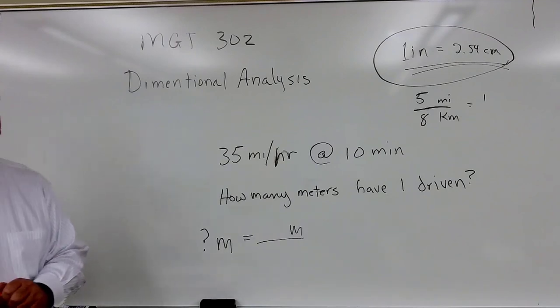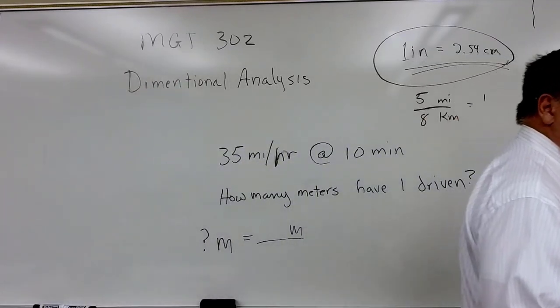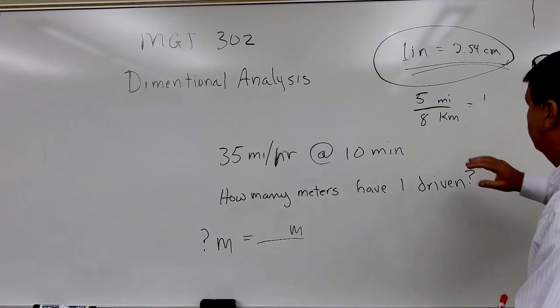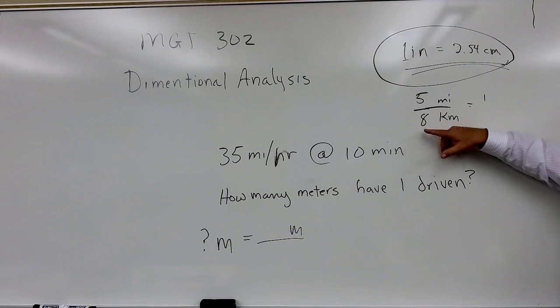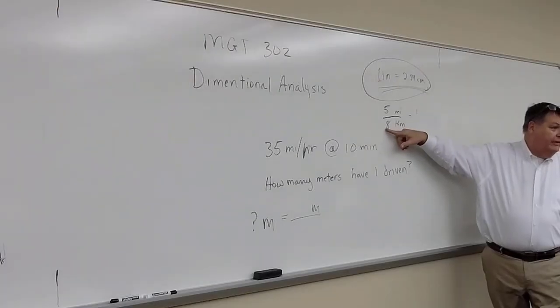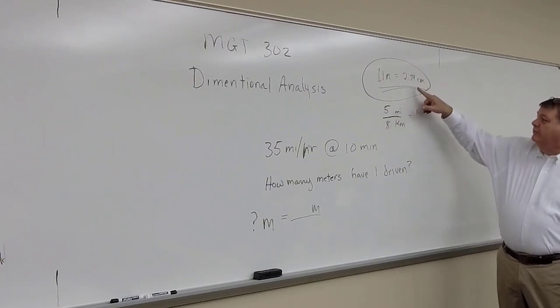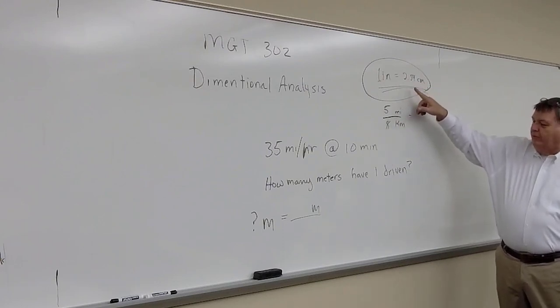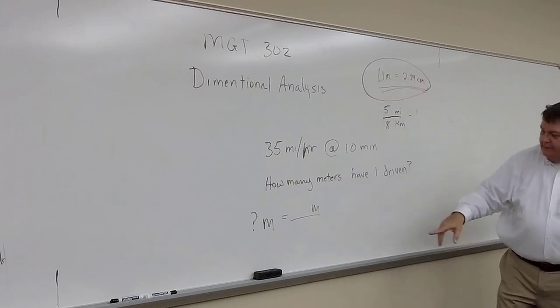So how are we doing? What should be the first thing you do here? Anybody use this as an approach? You could have had 5 miles is equal to 8,000 meters. All right, that's what that literally means. Or you can convert feet or yards into inches. What you need to do is get a distance.